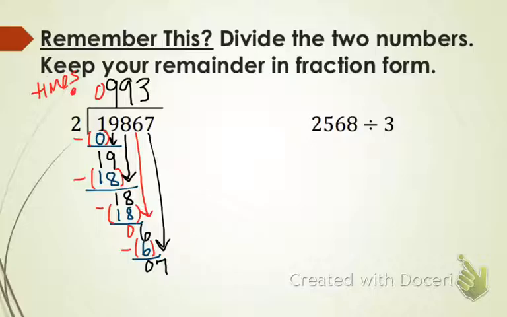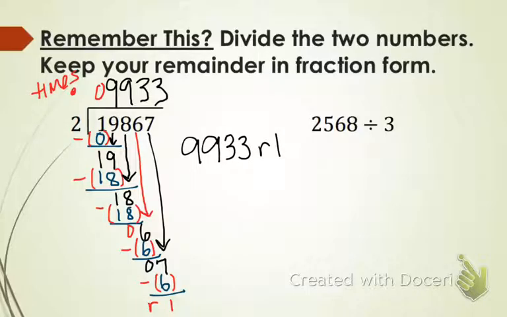2 times what can give us a number close to 7? Well, the answer is 3. 3 times 2 is 6, so we put a 6 here, subtract, and we get a 1. Now we don't have any more numbers to drag down, so this is our remainder. When they first taught you how to divide, they told you the answer to this quotient is 9,933 with a remainder of 1.